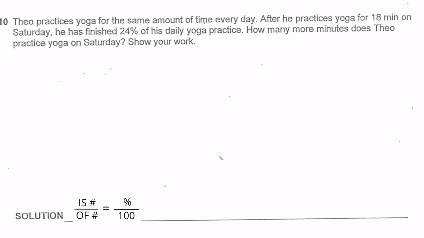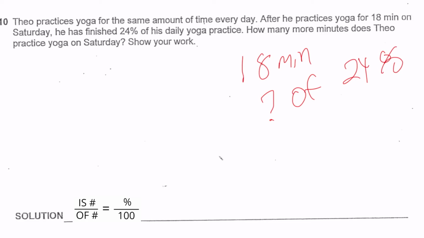So we don't know the time that he uses every day to practice yoga. We just know he's done 18 minutes of it. How many more minutes does Theo practice yoga on Saturday? Show your work. Well, once again, this is a percent question. We can solve this using the is of percent formula. Remember, we need to figure out what numbers we have. We have the is number, which is 18 minutes. He is practicing 18 minutes of some number. We don't know, right? And we know that 18 minutes is 24% of whatever that normal time he practices.